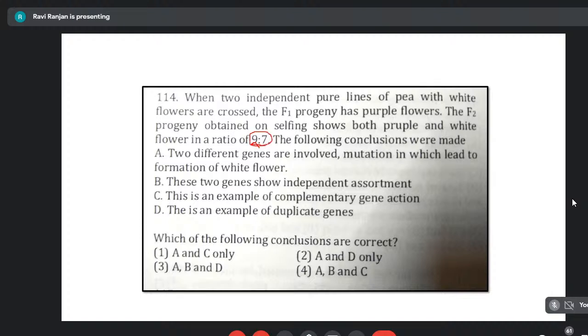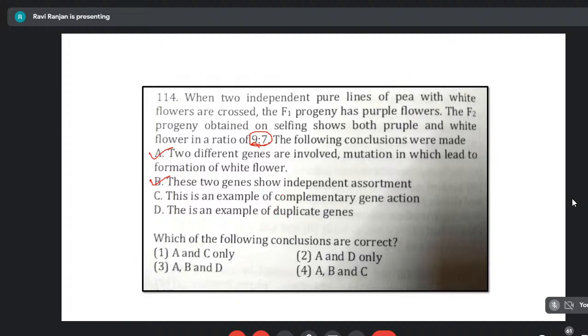9:7. The following conclusions were made. First, two different genes are involved, mutation in which leads to the formation of white color. Does this seem correct? Yes. The two genes show independent assortment. Yes, they are two different genes, so they will assort independently.